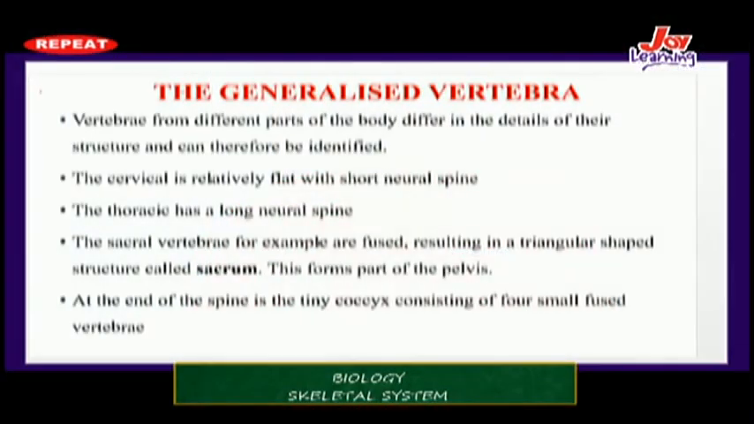So having said something about the generalized vertebra, let's note that the cervical is relatively flat with short neural spine. So that is a pointer. When you notice two of these bones, if it has a very short neural spine, then it's a cervical vertebra. If it's relatively flat, then it's a cervical vertebra. Because I can ask you to identify with reasons.